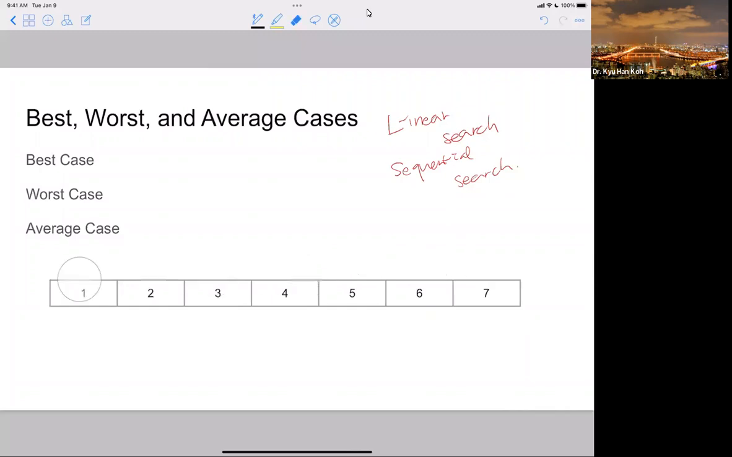So in that case, let's say if our target is 1, then how many steps do we need to perform? 1. But if our target is 7, then how many steps do we need to do? 7 steps, right? But if our target is some arbitrary or random number, it can be 3, it can be 5, right? So then let's think about it.